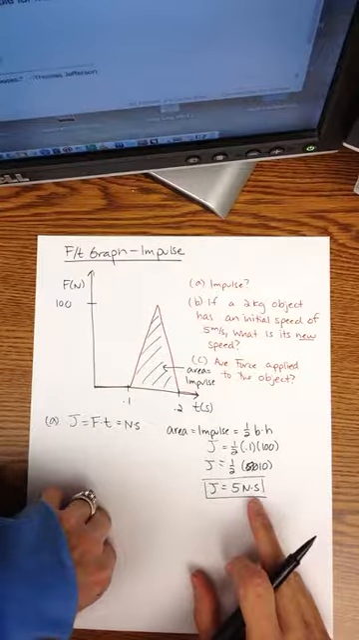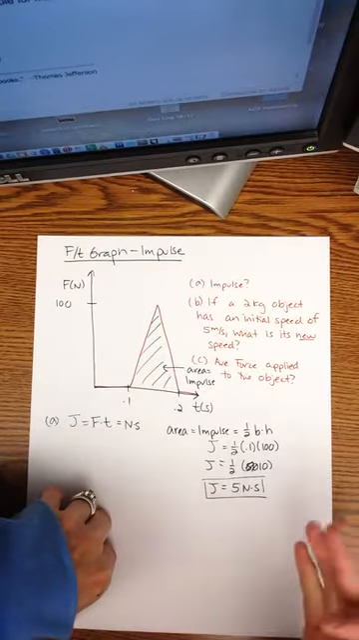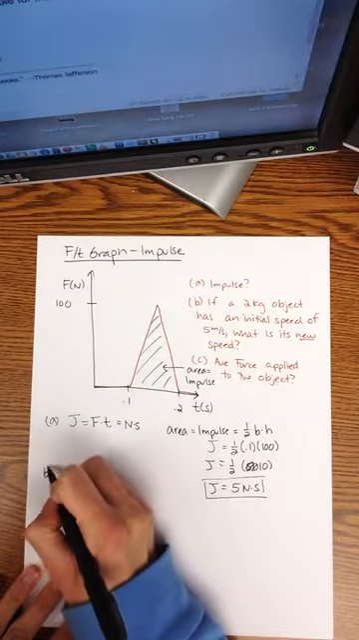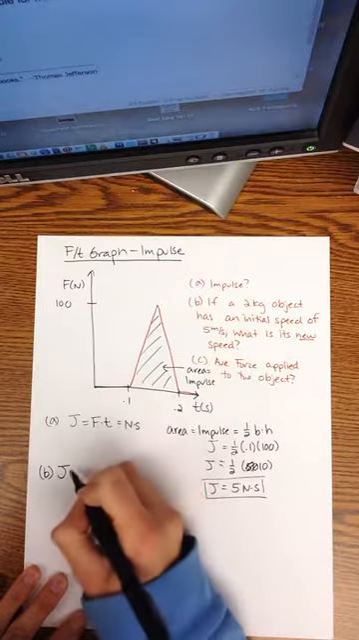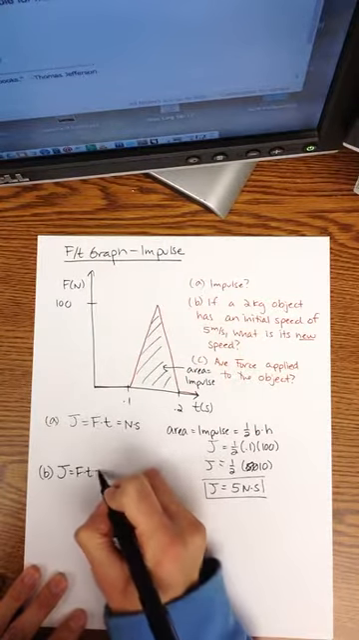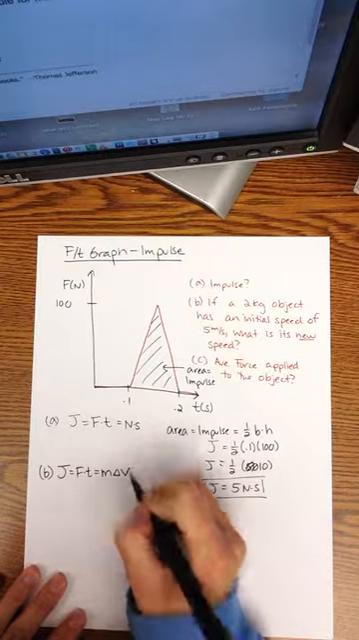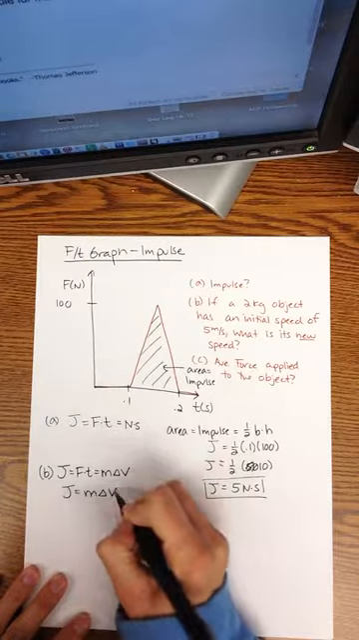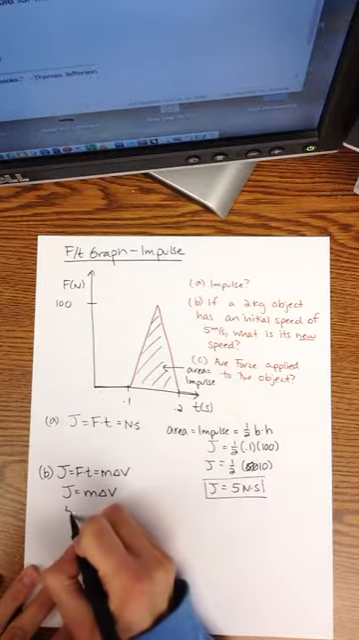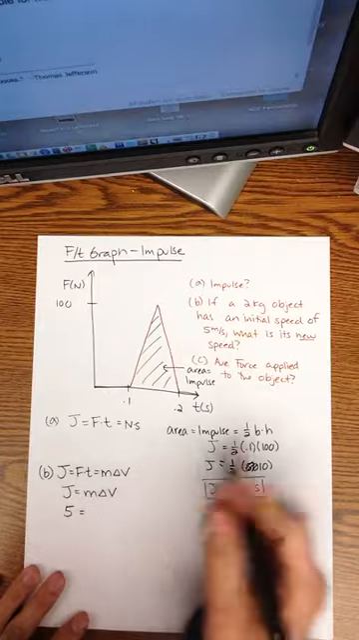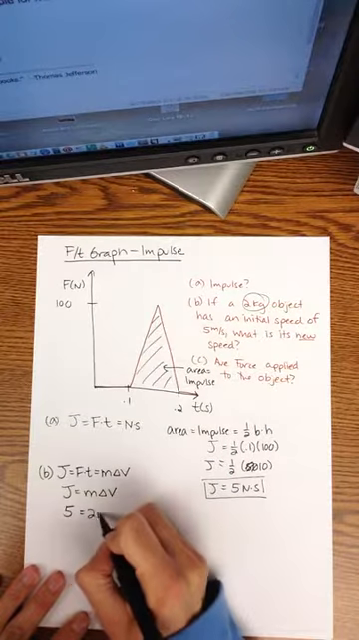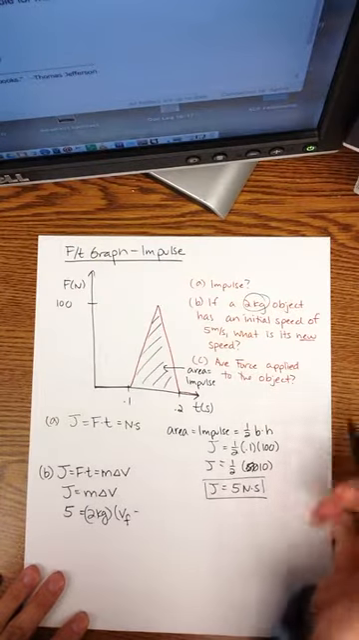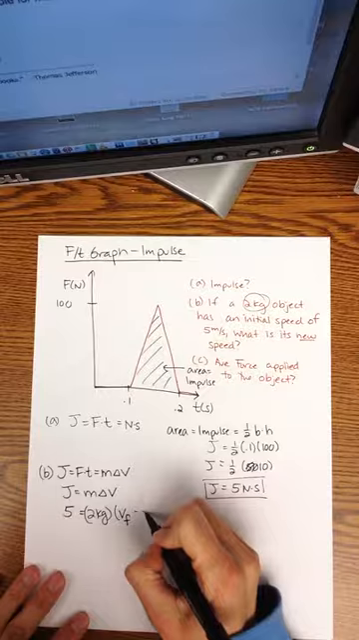And then I can actually use this information to help me solve B and C. So for B, it's asking what the new speed is. Well, I also know that J not only equals F times T, it also equals M times a change in speed. So I'm going to use J is equal to the mass times a delta V. So I have my impulse, I have 5, and then that equals my mass, which is 2 kilograms. And then delta V, that's a V final minus a V initial, which is 5 meters per second.